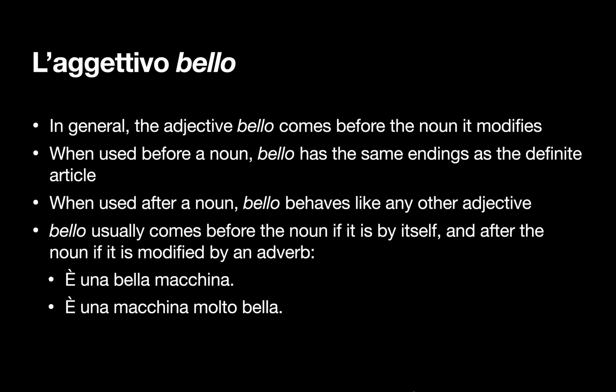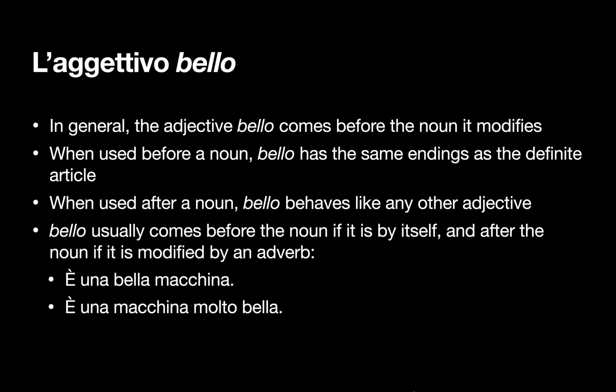All right, let's talk a little about the adjective bello. In general, bello is going to come before the noun it modifies. When it's used in that way, it has the same endings as the definite article, and I've got a little table on the next slide to show you what those endings are and how they work with this particular word. When used after a noun, bello behaves like any other adjective. To be a little more specific, bello usually comes before the noun if it's by itself, and after the noun if it's modified by an adverb, or sometimes if there are other adjectives as well.